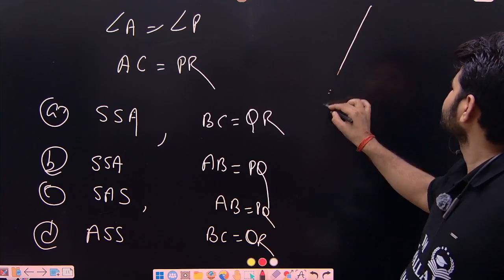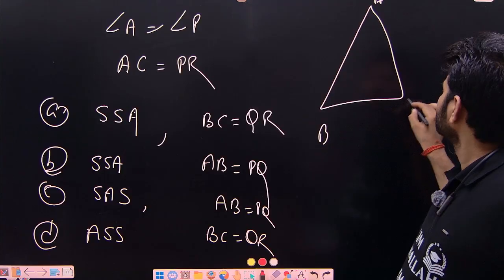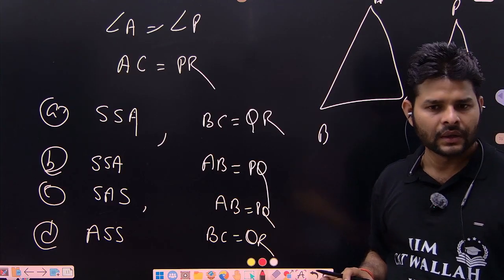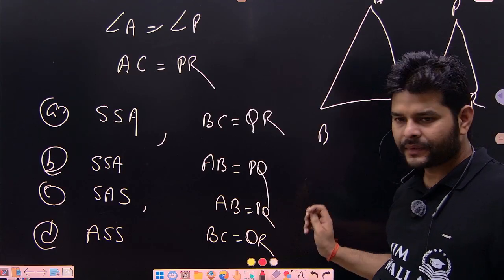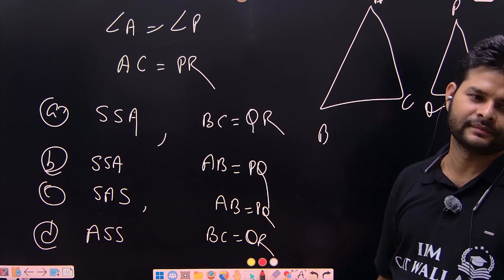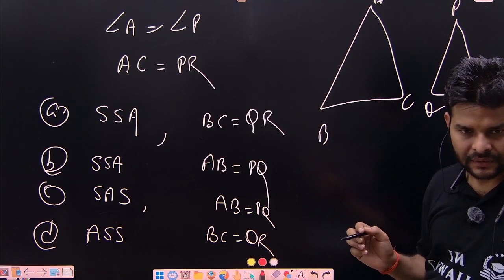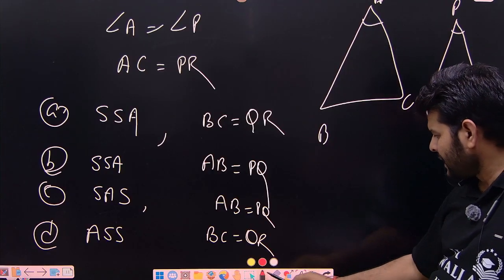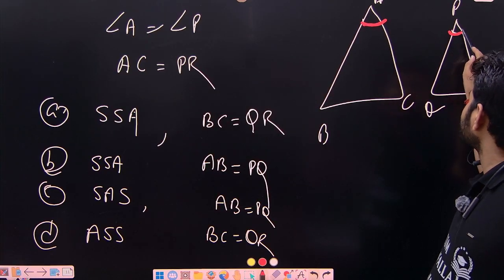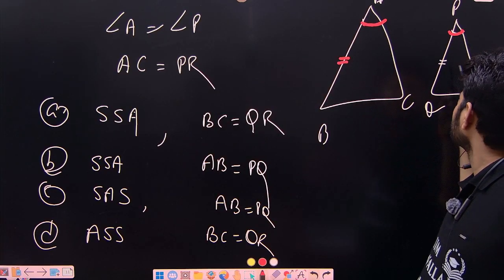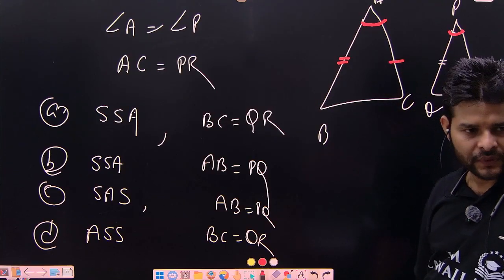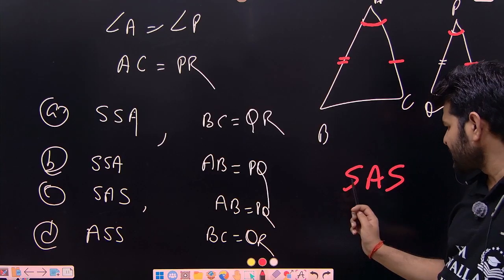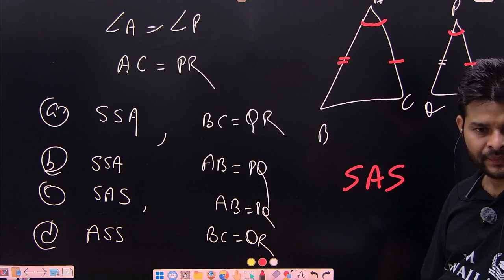Guys, ABC and PQR. If you want, guys, if you want to make them congruent, and you have given only one thing, that is P equal to A, and you know well, guys, if this angle is equal to this angle, that means this side or this side, if you are able to prove, then we have side AS. SAS property. According to the SAS property, these both the triangles must be congruent.